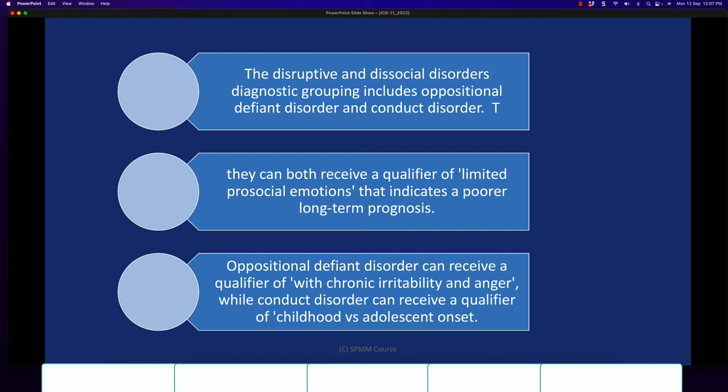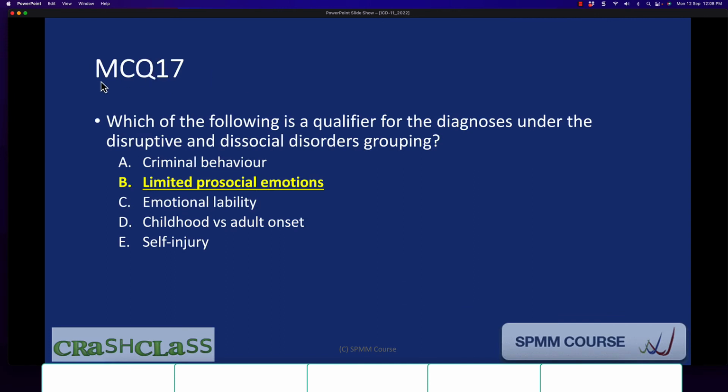The disruptive and dissocial disorders diagnostic grouping includes oppositional defiant disorder and conduct disorder. They can both receive a qualifier of limited prosocial emotions that indicates a poorer long-term prognosis. Oppositional defiant disorder can receive a qualifier of with chronic irritability and anger, while conduct disorder can receive a qualifier of childhood versus adolescent onset. The answer for question number 17 is B. Limited prosocial emotions is a qualifier for the diagnosis under the disruptive and dissocial disorders grouping.